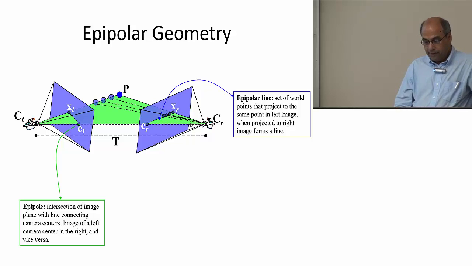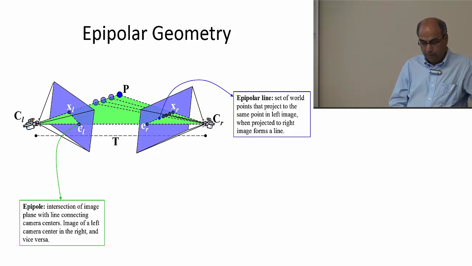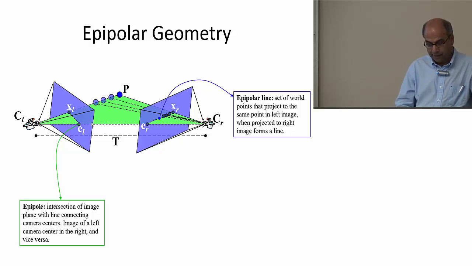And the image of the lens center, suppose the image of this where the lens is, from the right to the left, this is the image of the right camera in the left, is called the epipole. And this epipole in a way is also the intersection of the image. This is the epipole for the left camera, and this is the epipole of the right camera. As you see, this is the image of this lens here. Now these two epipoles, EL and ER, they actually intersect the image plane here.